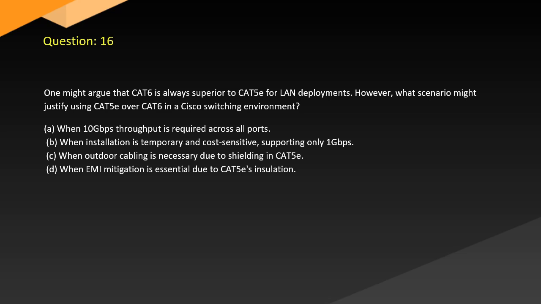Question 16. One might argue that Cat6 is always superior to Cat5e for LAN deployments. However, what scenario might justify using Cat5e over Cat6 in a Cisco switching environment? A. When 10 Gbps throughput is required across all ports. B. When installation is temporary and cost sensitive, supporting only 1 Gbps. C. When outdoor cabling is necessary due to shielding in Cat5e. D. When EMI mitigation is essential due to Cat5e's insulation.